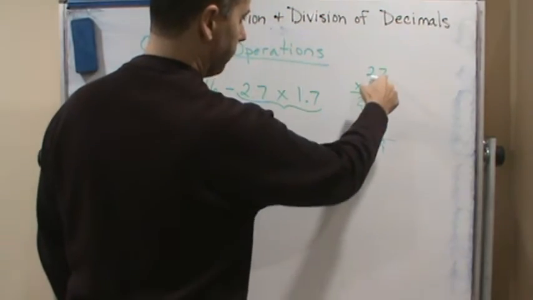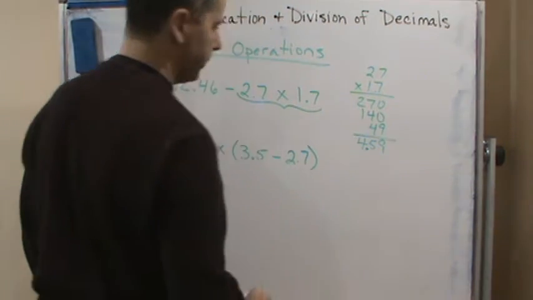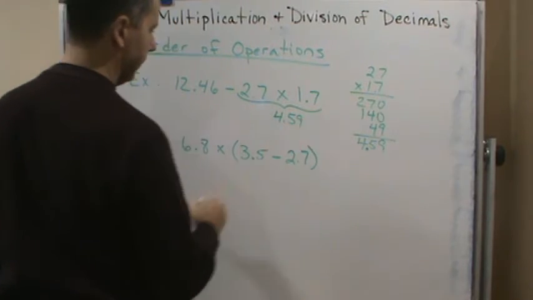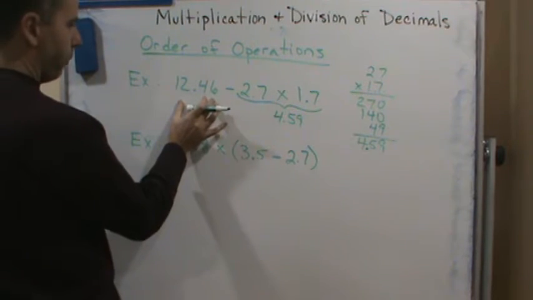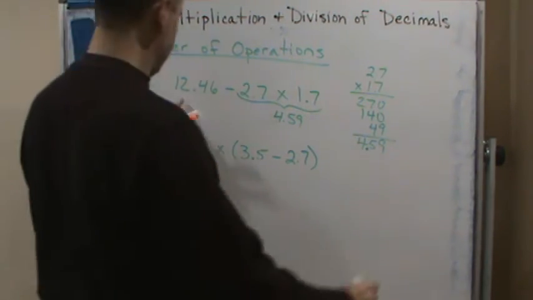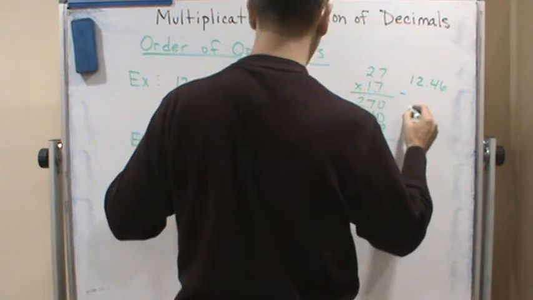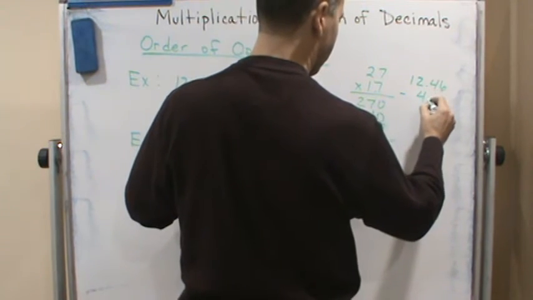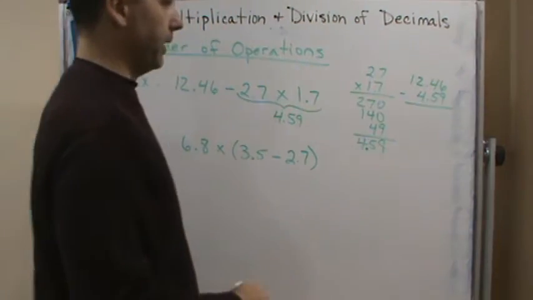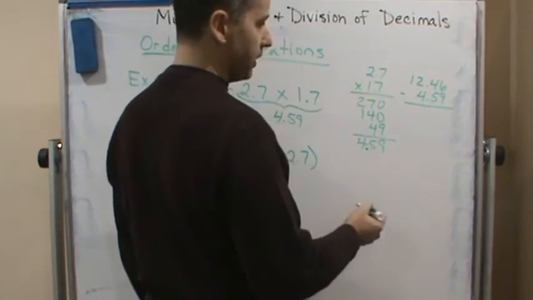And so we're going to have 2 decimal places, right? So we're going to move it over 2 spots, and our decimal point is going to go there. So this is going to be 4.59. So now it becomes 12.46 minus 4.59. Well, let's do that. I line up the decimal points, and so now I'm just going to subtract.